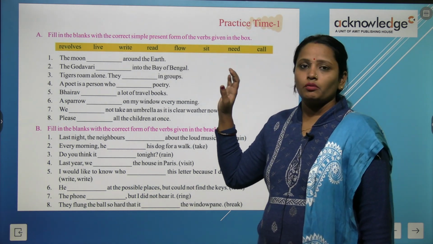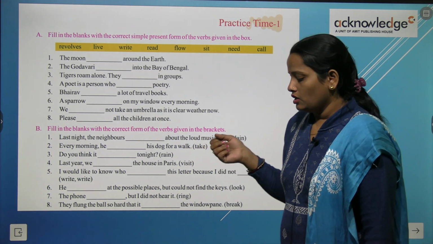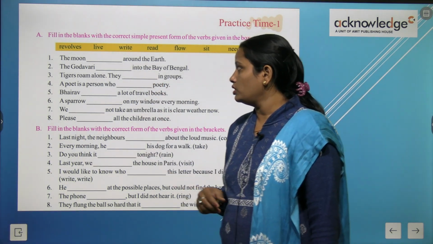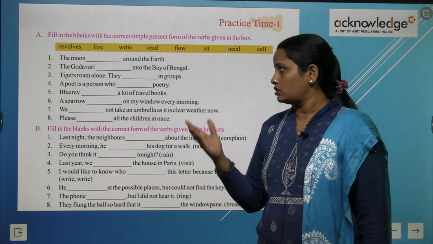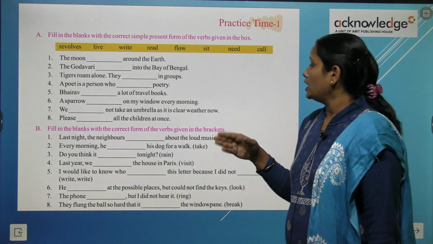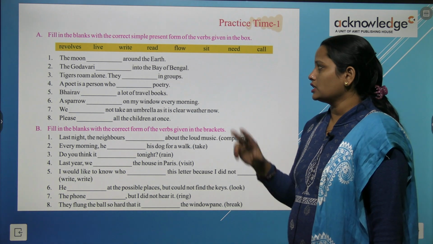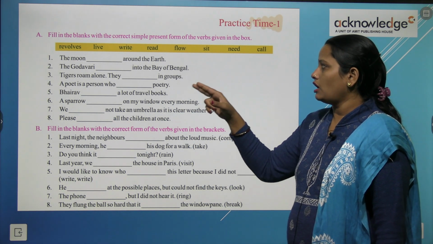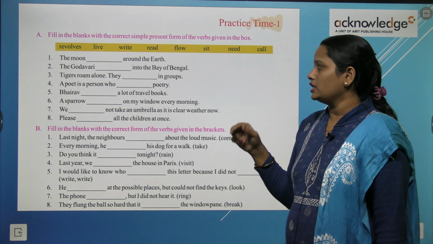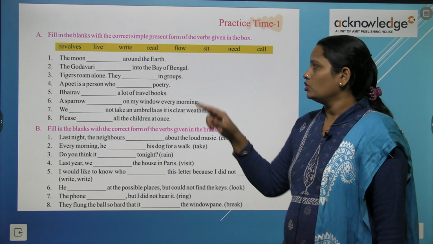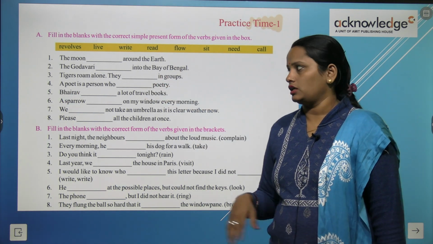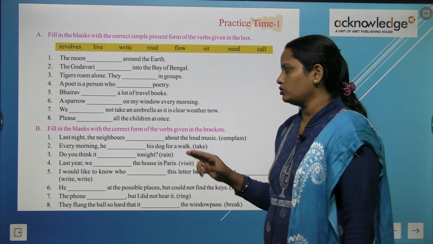So words दिए हुए box में उन्हें हमें use करना है. For example, the first is the moon dash around the earth. तो आप यहाँ पे कहोगे it revolves. Now the Godavari dash in the Bay of Bengal. The Godavari flows into the Bay of Bengal. तो हम यहाँ पे flow लिख के s लगा देंगे. Rest you have to do on your own.